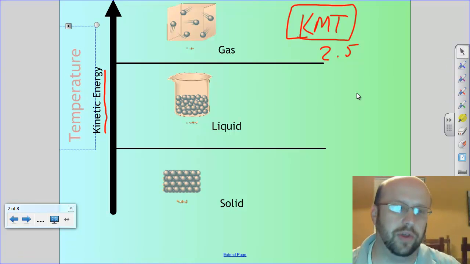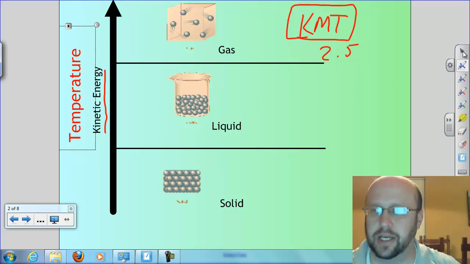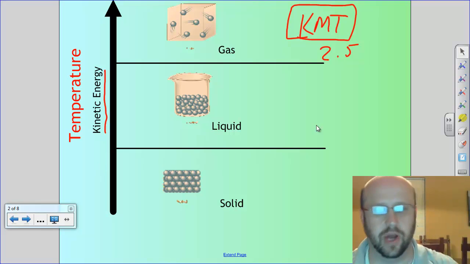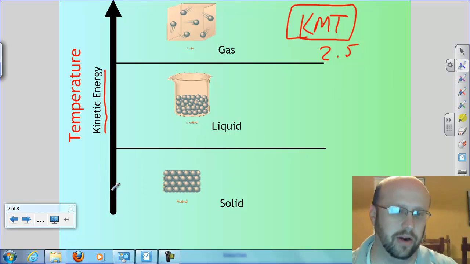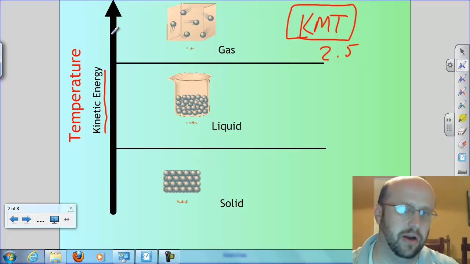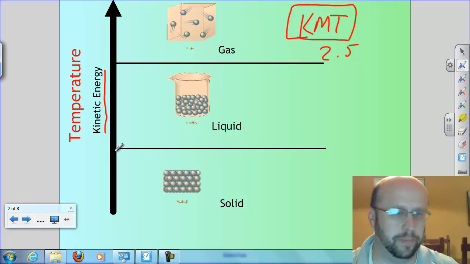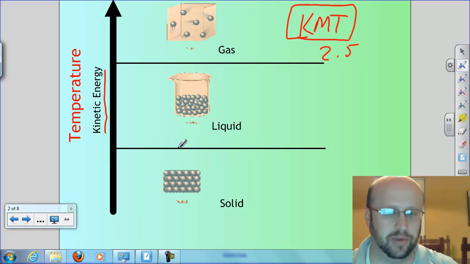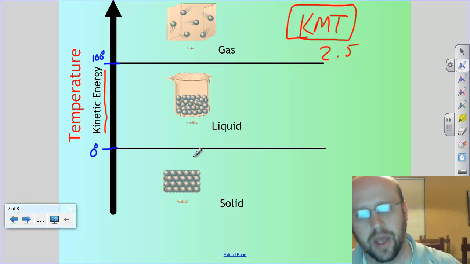You may recall that we said that kinetic energy was tied directly to the idea of temperature. And so as the temperature increases, in other words, as we go from down here at some certain temperature to up here, we can go through phase changes. If we were talking about something like water, the boundary between solid and liquid is our melting point, which would be 0 degrees Celsius, and between liquid and gas would be 100 degrees Celsius, and that's our boiling point.